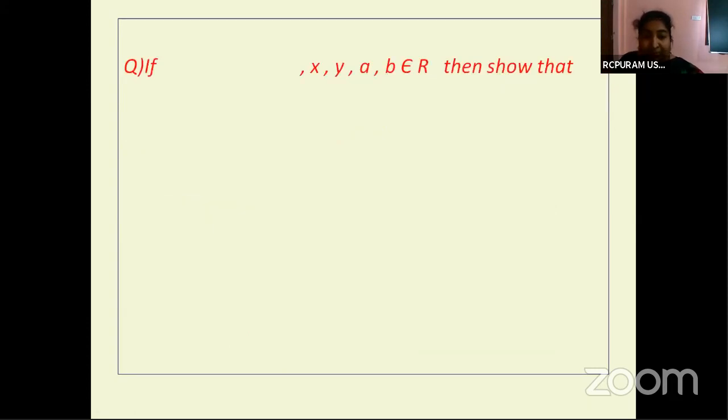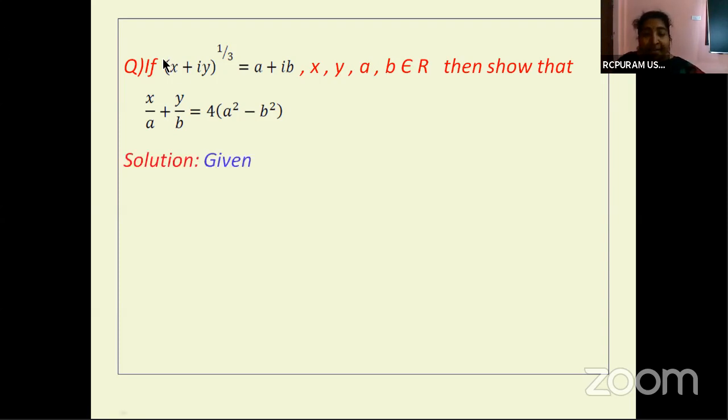We'll take another problem. If x plus iy whole power 1 by 3 is equal to a plus ib, where x, y, a, b belong to the real number set, then we have to show that x by a plus y by b is equal to 4 into a square minus b square. Right? This problem can be considered for 4 marks, children, for your IPE exams.